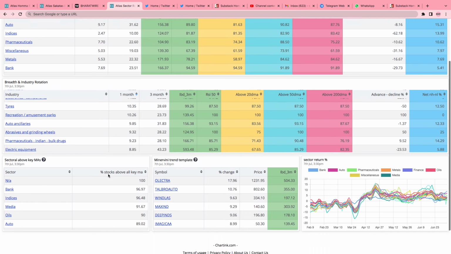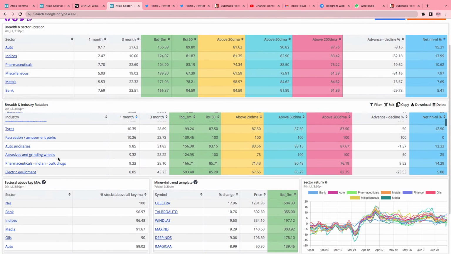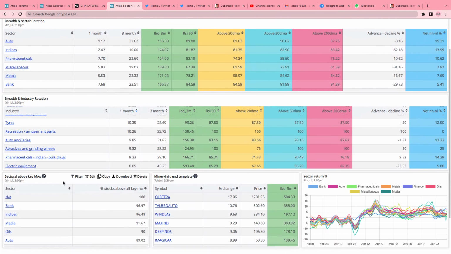Now, another very important way is to see, if all of these are fine, can you also tell me which are the stocks which are above all key moving averages, meaning above the 20, above the 50, and above the 200? So you can see the banks are the strongest in this case, right?